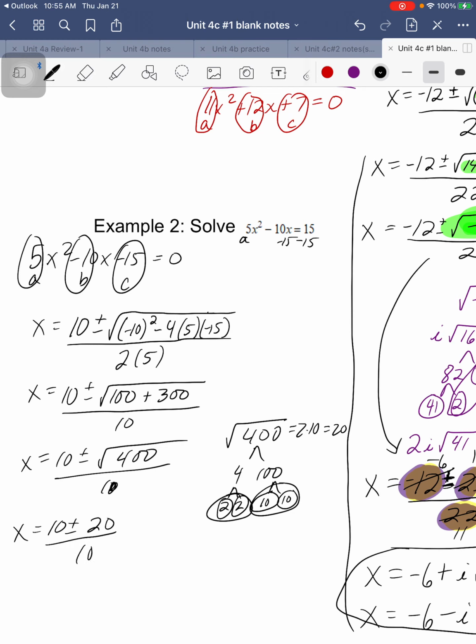All right. Here, no more square root. So this is kind of a cool thing. You can actually break it up into 10 plus 20 divided by 10. So 10 plus 20 is 30. Divided by 10 is 3. So one of our answers is 3.